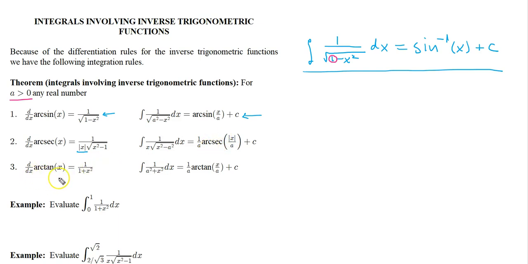Also remember, the derivative of the arctangent was 1 over 1 plus x squared. So then we have this formula here. The antiderivative of 1 over a squared plus x squared is 1 over a arctan x over a plus c. Once again, notice how the 1 here, we replaced it with the general a squared right here. Now let's take a look at the proof of one of these formulas, and then we'll look at a few examples. So let's take a look at the proof of number 3 here.